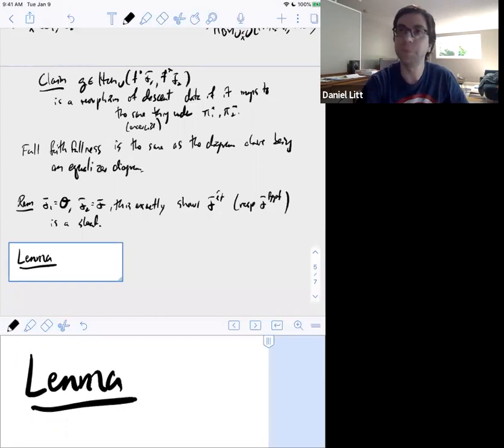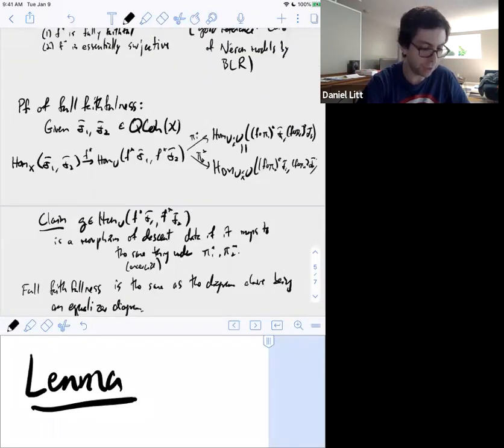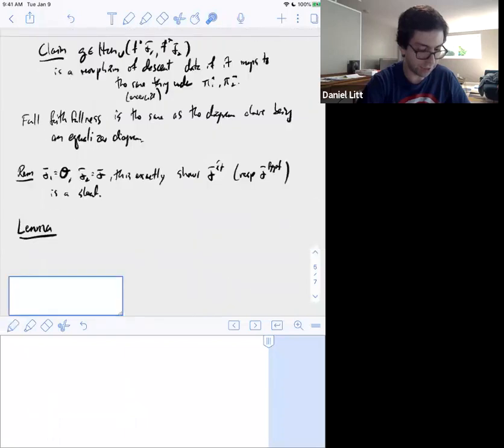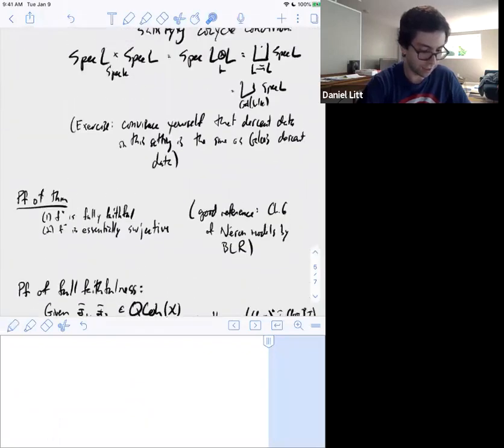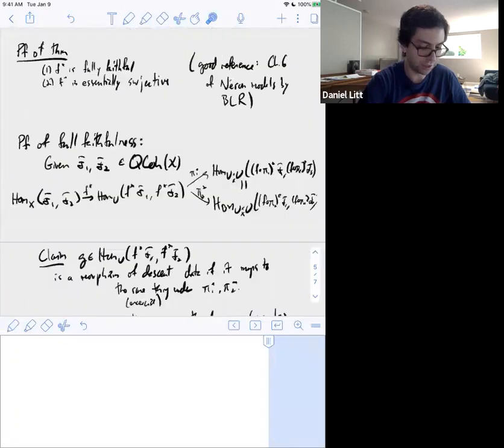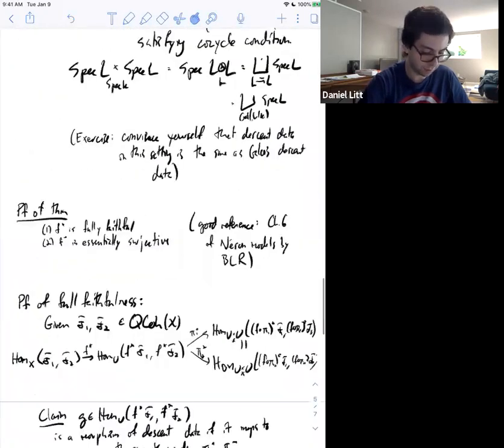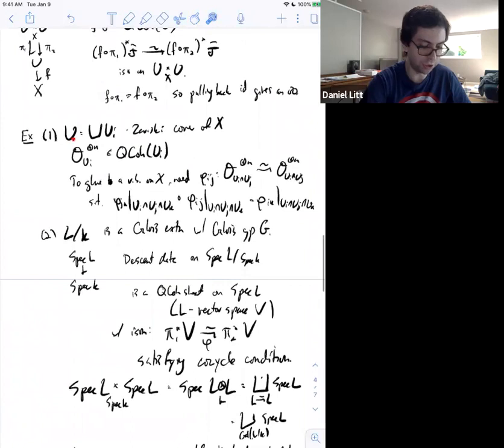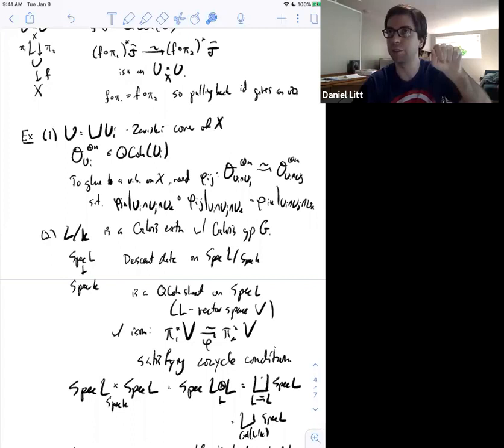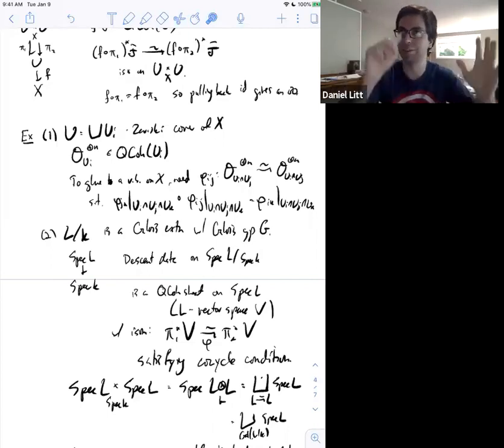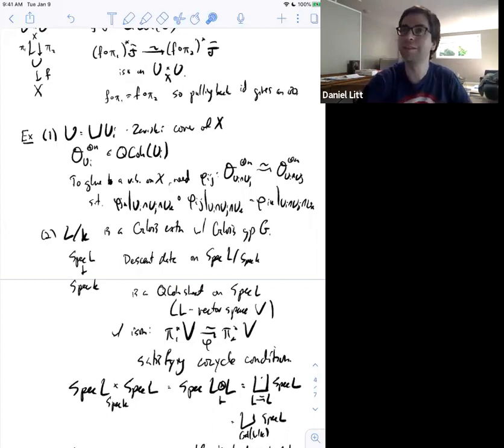Benjamin asks, do I need to show this for covering families? I did a sneaky move here. I set U here to be the disjoint union of the UIs. In this setting where I'm allowed to take disjoint unions, it's always enough to work with covering families consisting of one object, because if I have some random covering family, I can just take its disjoint union, and then I get one object. Does that answer your question, Benjamin?